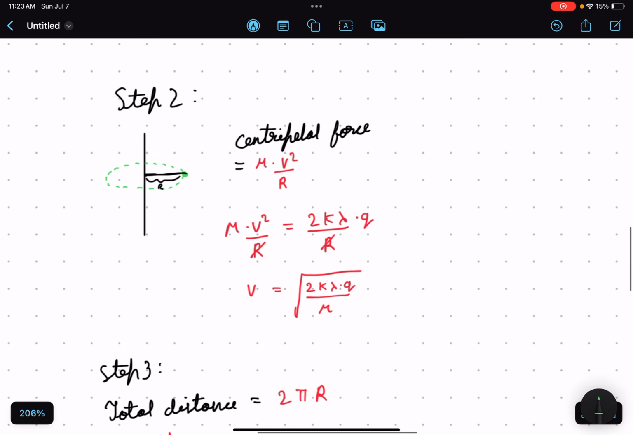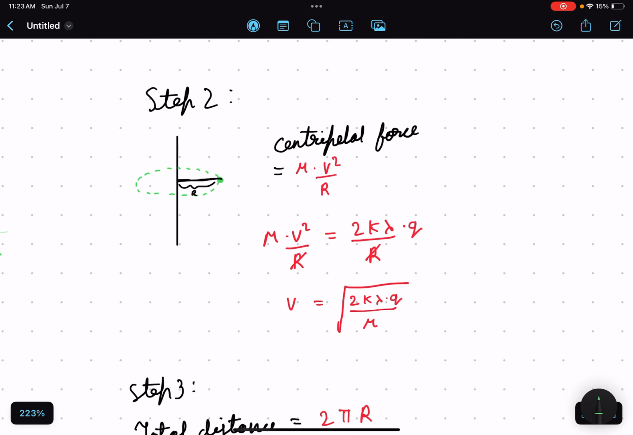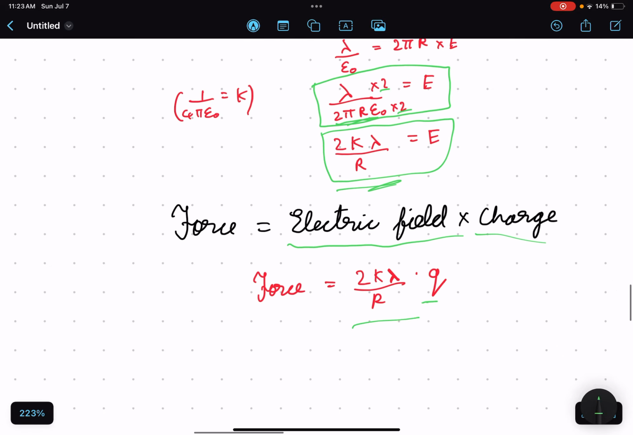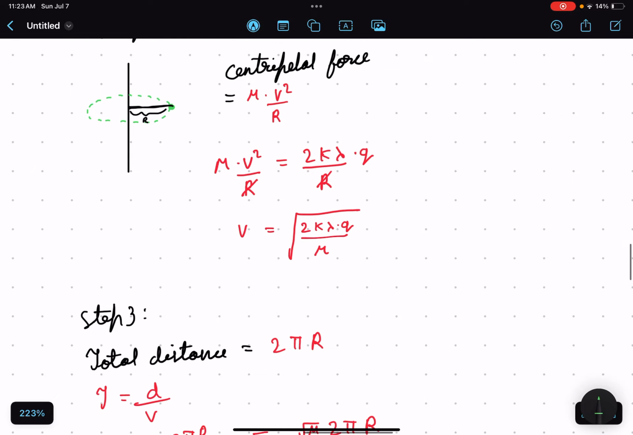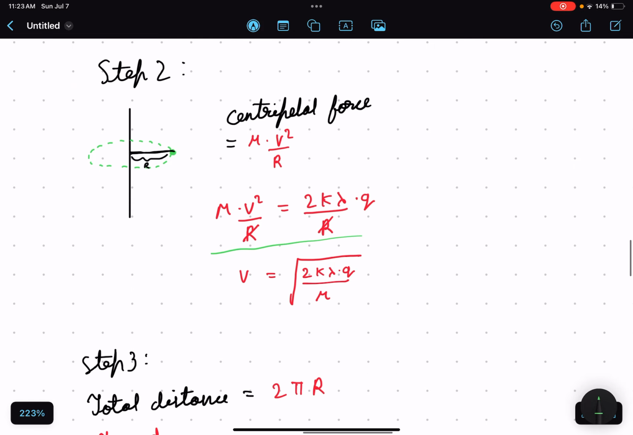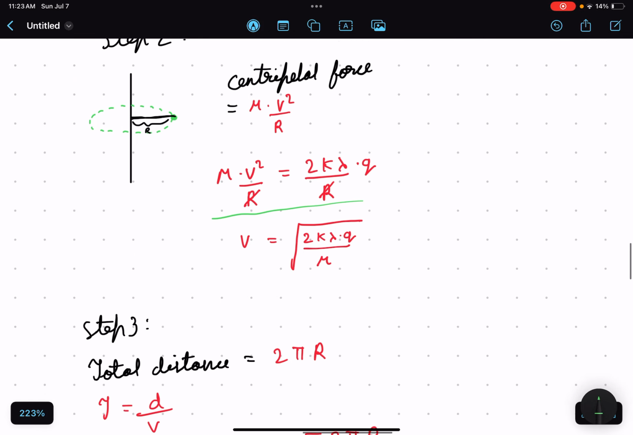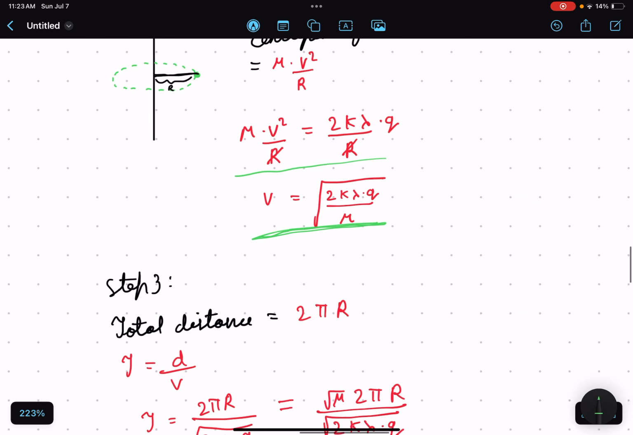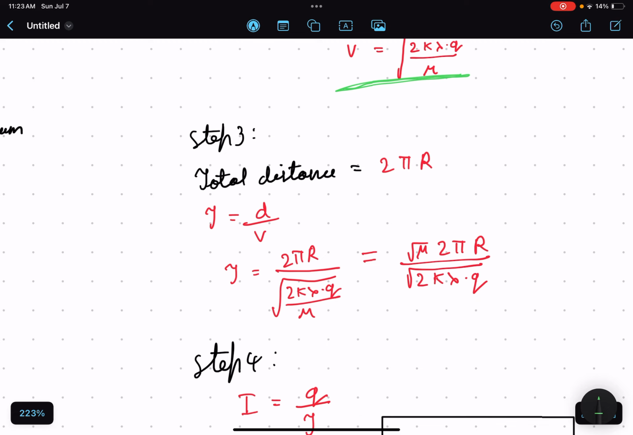Now if you go to step 2, you might have learnt in lower classes that mass multiplied by velocity squared divided by r is going to give you the centripetal force. So once you get the centripetal force, you can equate the force that we had previously found here to the centripetal force, as both of them are going to be the same. So once you equate them and do some algebra, you're going to get velocity as this.